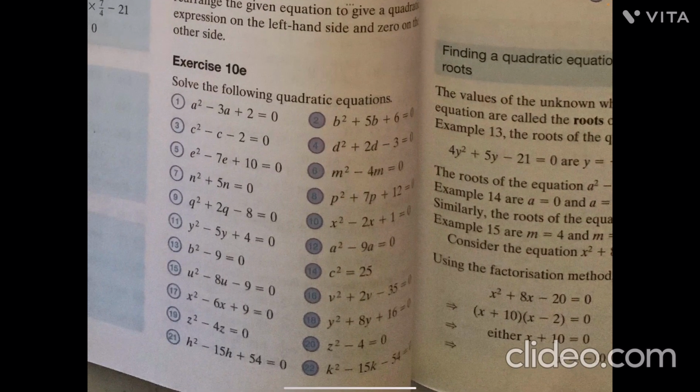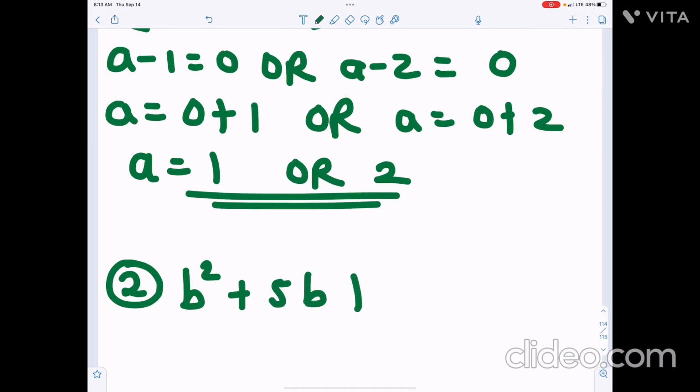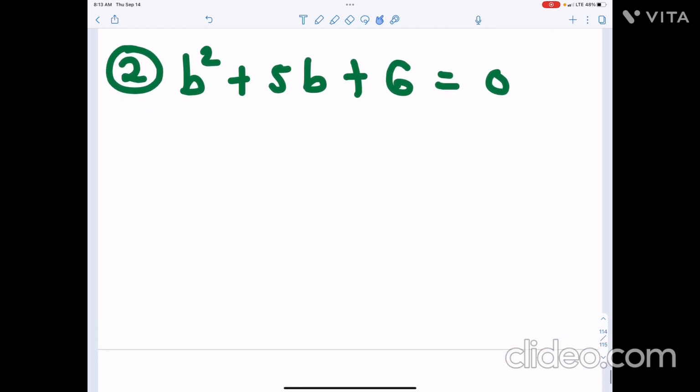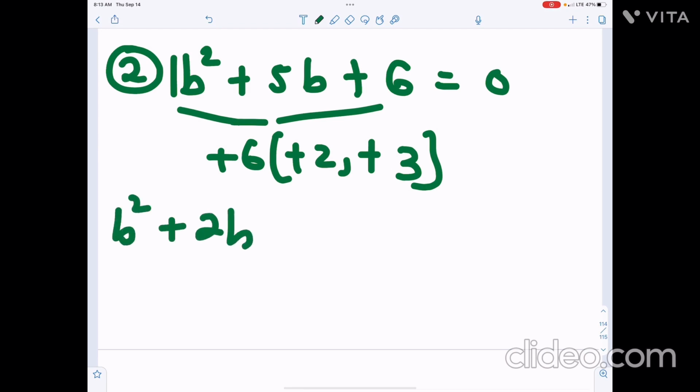Let's go to number 2. Number 2 is b squared plus 5b plus 6. The difference in this exercise is that we want to do the factorization ourselves before we find the solution. So b squared is the same thing as 1b squared. Let's multiply 1 by plus 6. We get plus 6. Factors of plus 6 that we add to give plus 5 and multiply to give plus 6 are plus 2 and plus 3. And this will give b squared plus 2b plus 3b plus 6 is 0.